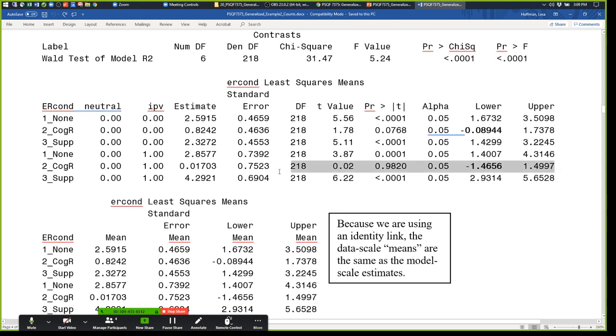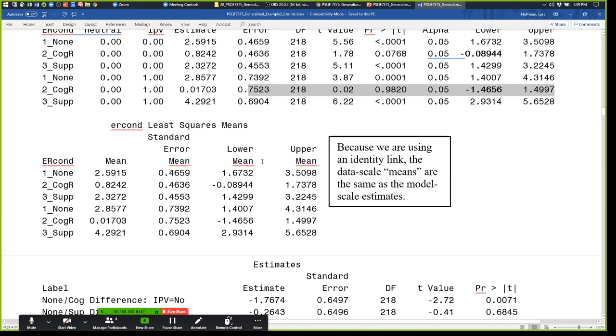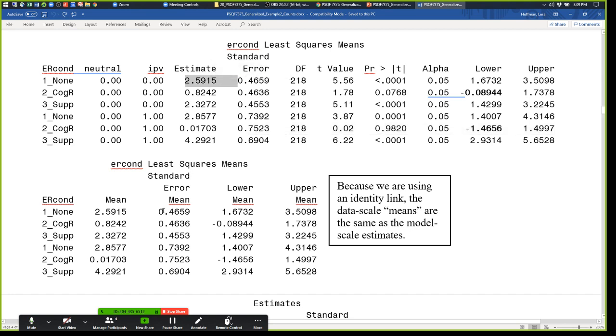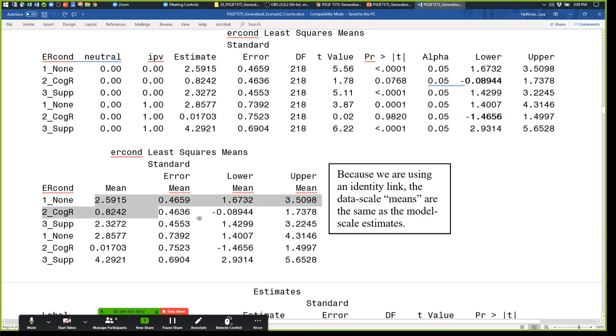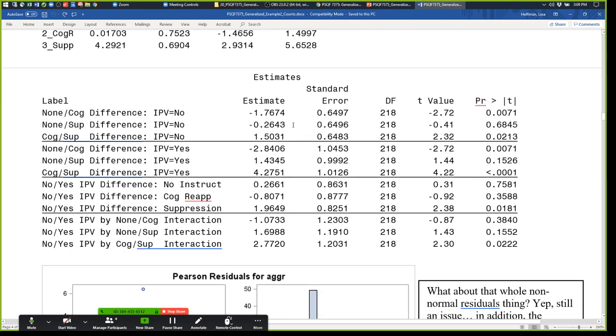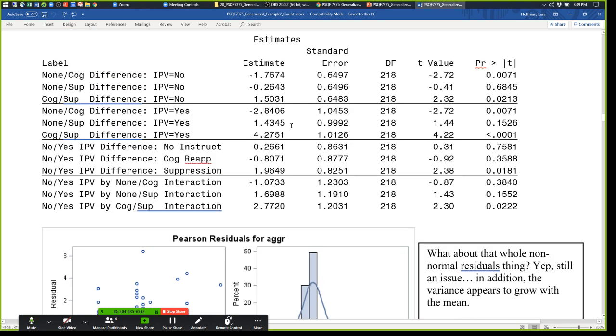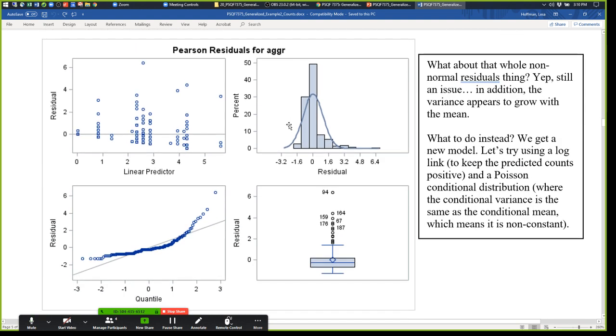And here's another example of this. Negative count of 1.4 in this group. Because we're using identity link, the model predicted counts are the same as the ilink predicted counts, and so we have the same problems. So here are the simple effects. We will not interpret these for right now because the model doesn't fit. Here are the residuals, and here's more evidence that normal doesn't work for these residuals. So let's fix it.